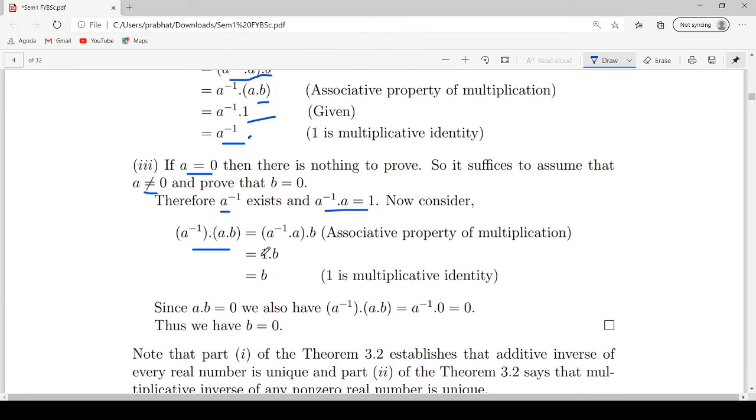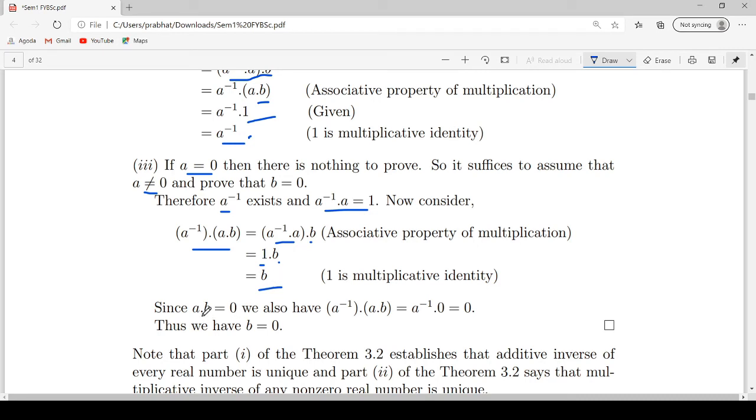Use the associative property of multiplication to club A inverse and A. So this is A inverse into A times B. But A inverse into A is 1 by definition of multiplicative inverse, and this B as it is. Now 1 dot B is what? B, because 1 is the multiplicative identity. So you have A inverse times A into B is equal to B.